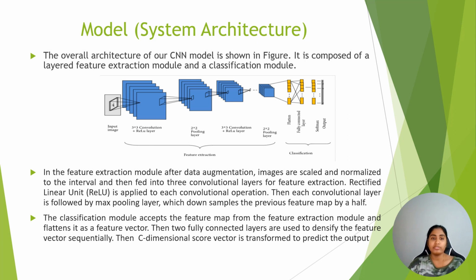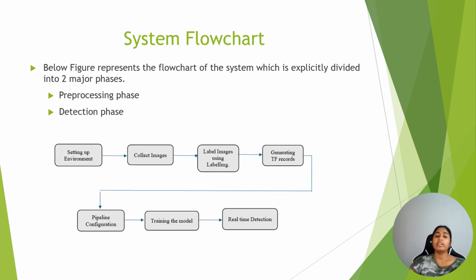Next we would see the system flowchart. It represents the steps that I'm going to do in this particular project, like how I am going to start. It is divided majorly into two phases: the pre-processing phase and the detection phase. When we see the flowchart, first I'm setting up the environment, in which I set up a virtual environment where I can load all my files and folders.